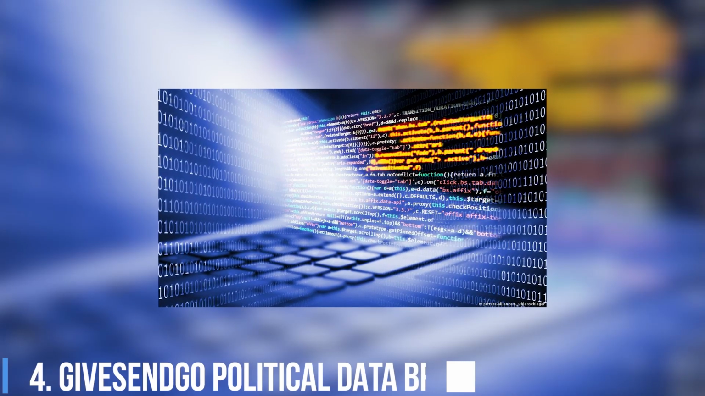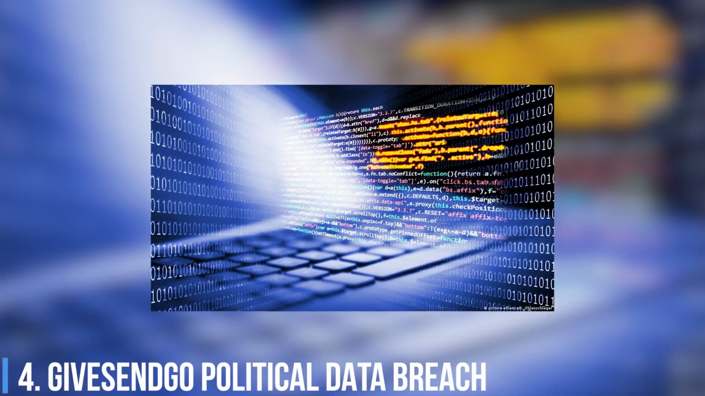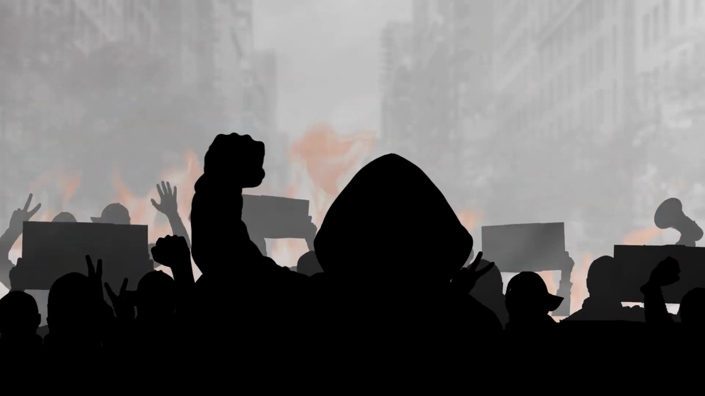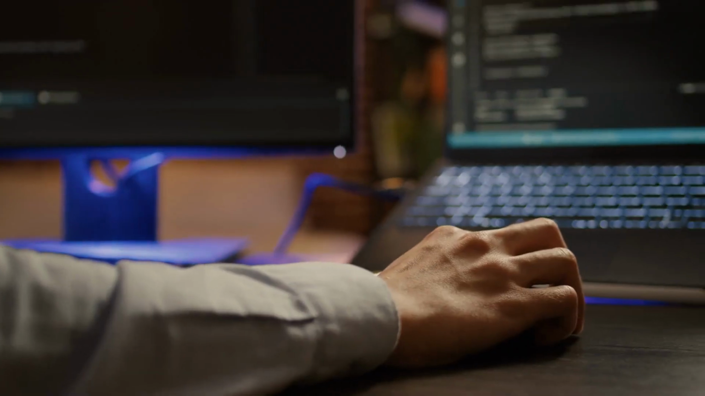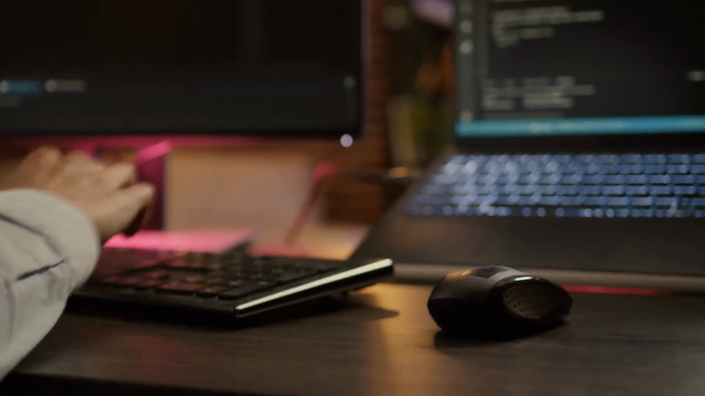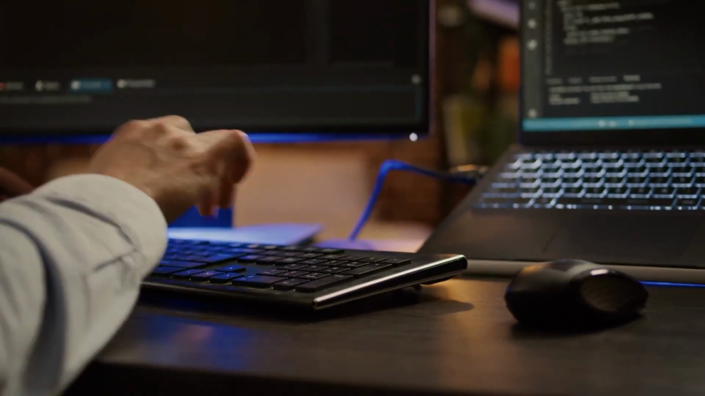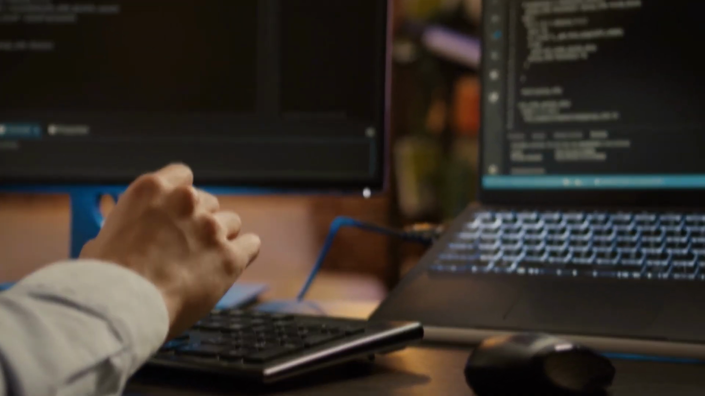Number 4. GiveSendGo Political Data Breach. In February 2022, GiveSendGo was breached as a political gesture by a hacker who claims credit for hacking far-right social networks. GiveSendGo is a Christian fundraising site favored by Canadian truckers who drove across the country to protest against COVID rules, the so-called Freedom Convoy.